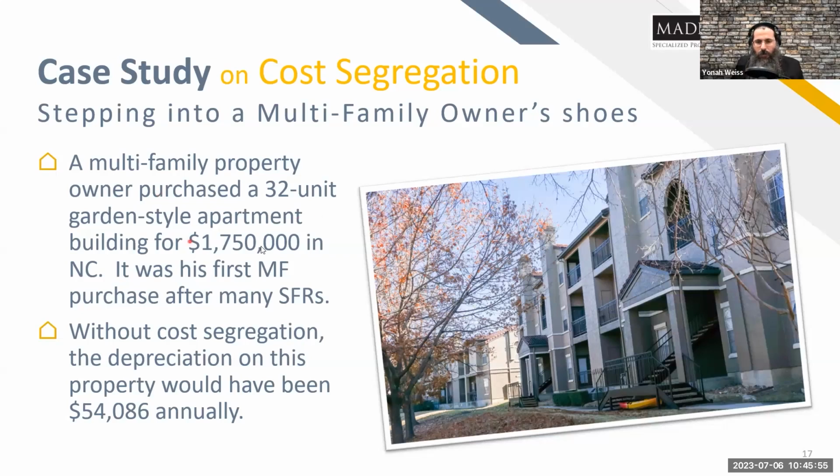This person bought a property for $1.75 million in North Carolina. This was a few years ago, because obviously right now you can get a duplex for that amount. It was a multifamily property, and he was able to get a good deal. Without cost segregation, he would have been able to use about $54,000 of annual depreciation deductions. To get that calculation, take the $1.75 million, subtract 15% for land, and divide the remaining amount by 27.5. That's where you get your $54,000.